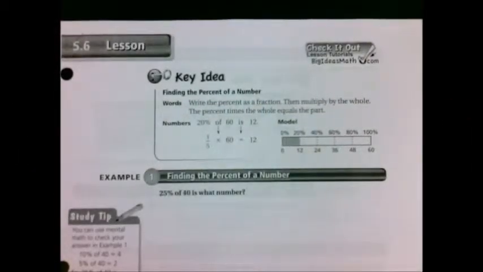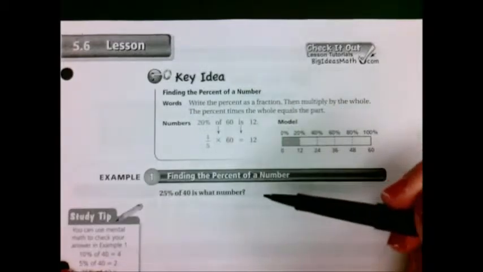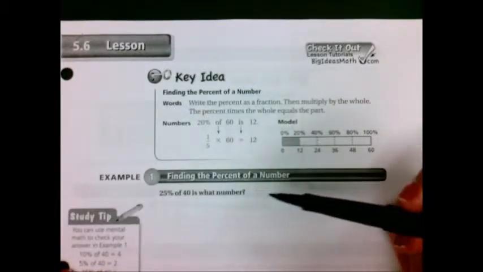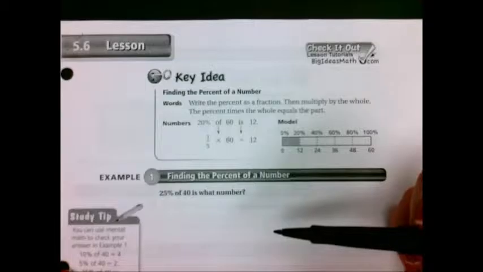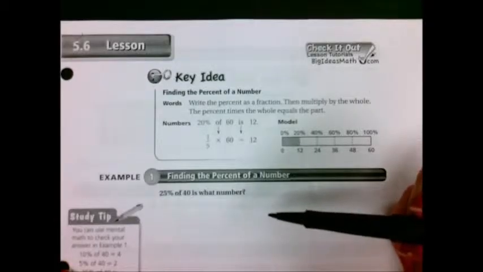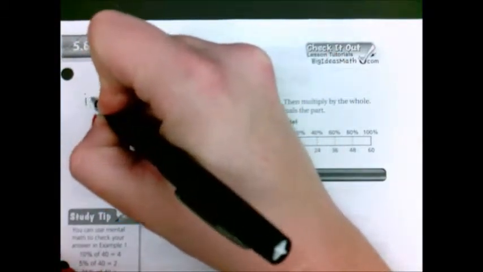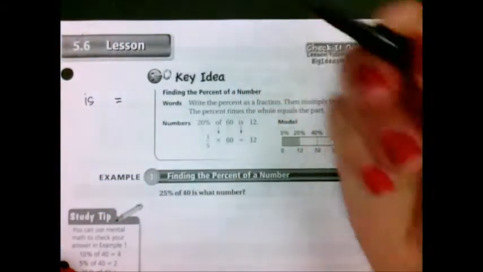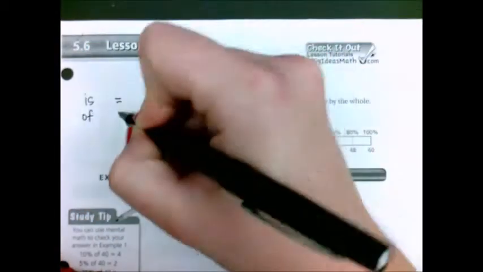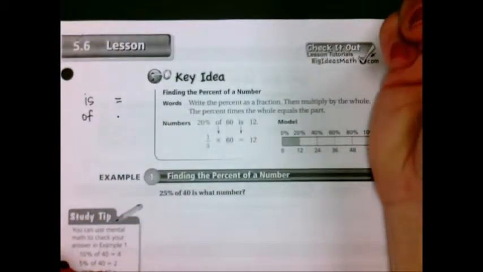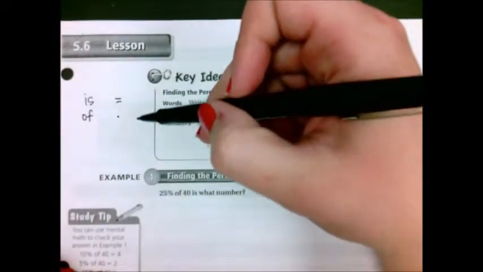We're going to go ahead and look at our 5.6 lesson. To do this lesson, we're going to be translating from an English sentence into an algebraic equation, just like we did in a previous chapter. So, a couple key things we're going to want to remember. The word "is" means we're going to write down the equal sign. The word "of" means we're going to write down a multiplication sign, and we'll be using a dot.